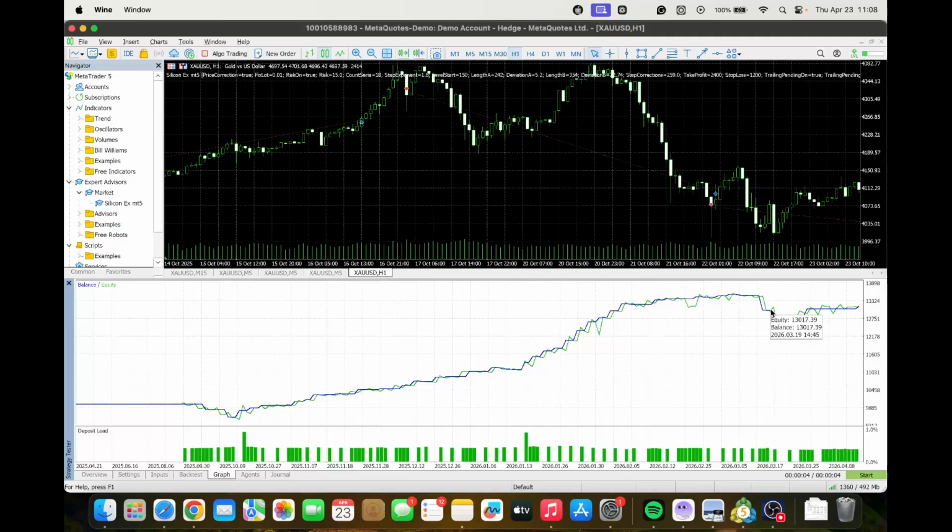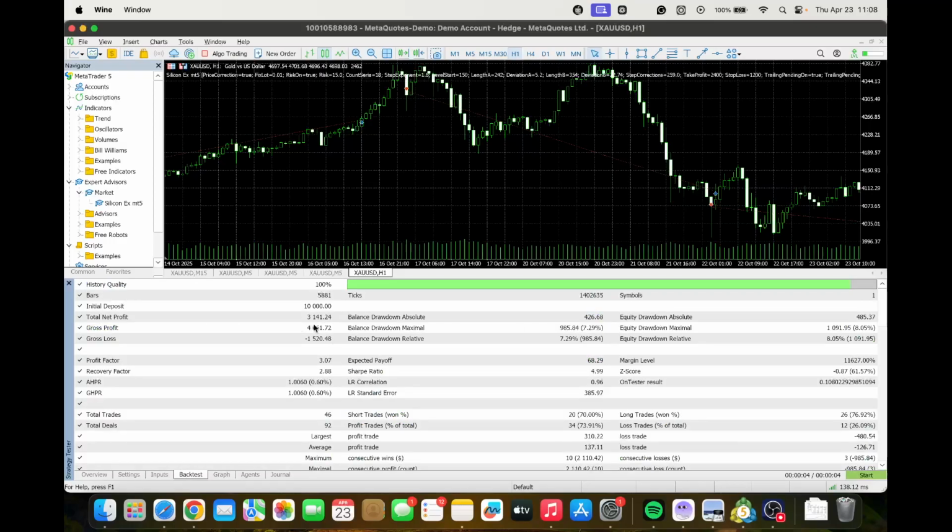And in these drawdowns, the EA gave back some profits before recovering, but it's a good thing it did recover at the end of the day. Overall, it closed with roughly $3,141 in profits for this backtest session, and that's about 31% gain.